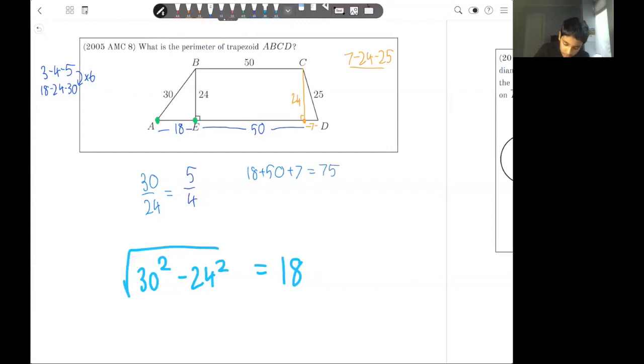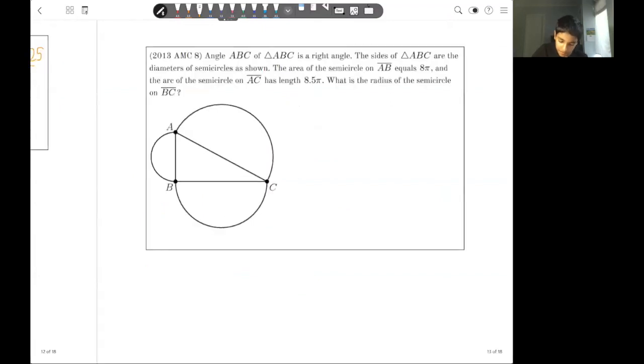And now, since this is 75, we can just do the perimeter, which is 30 plus 50 plus 25 plus 75, which is just going to be 180. Any questions? Okay, let's move on to the next problem.